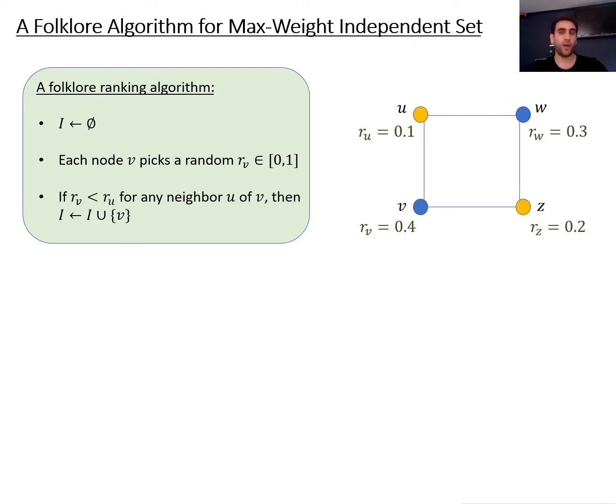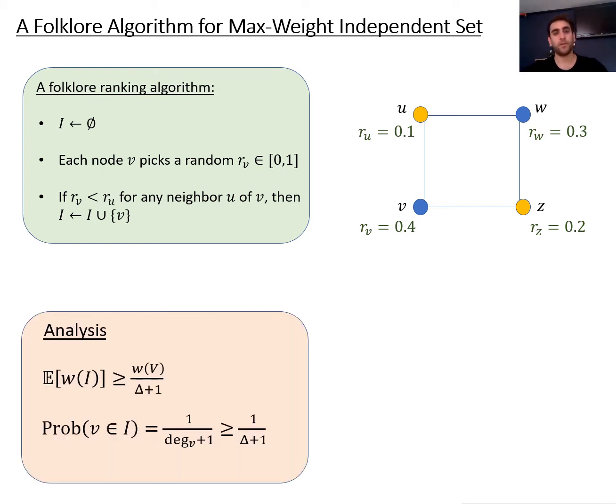Now let's see what is the quality of this algorithm. Does it give any good approximation? It's not very hard to show that the expected weight of nodes in the independent set is at least a delta plus 1 approximation. This is because the probability that a node V joins the independent set is 1 over the degree of V plus 1, which is at least 1 over delta plus 1, because delta is the maximum degree of a node in the graph. So by using linearity of expectation, we can show that the expected weight of nodes in the independent set is at least the total weight of nodes in the graph over delta plus 1.